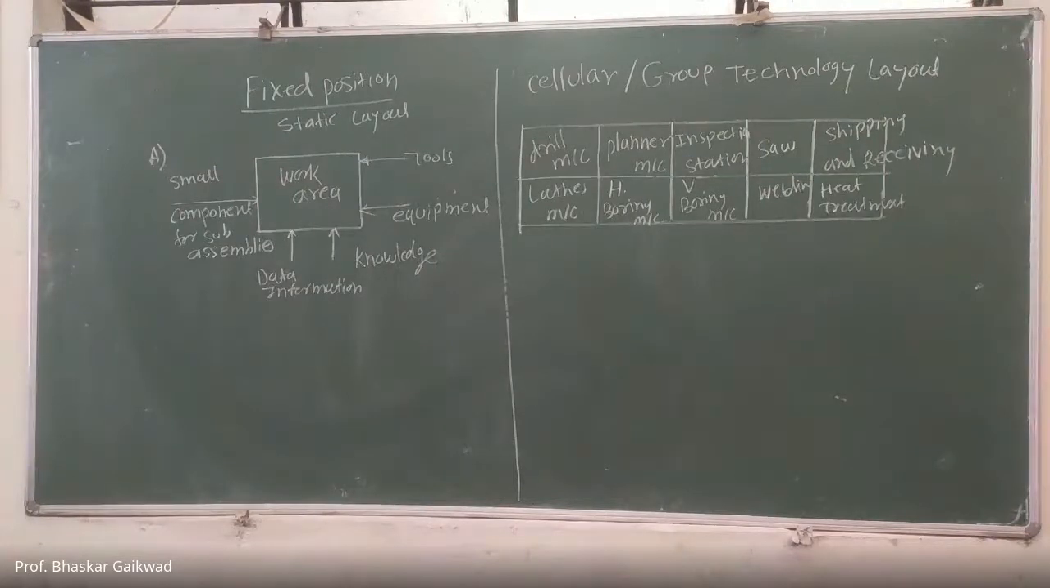Rolling mills: first reduction of the big rolling parts, after that step by step reduction is there. So here we require the line layout or product layout. Examples other than the sugar industry: paper mills, textile mills, and different types of rolling mills.